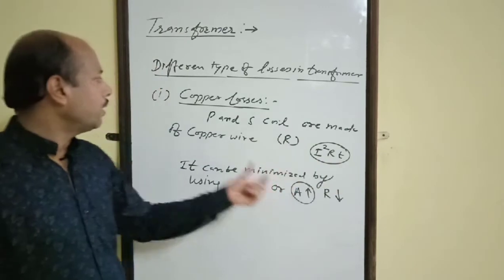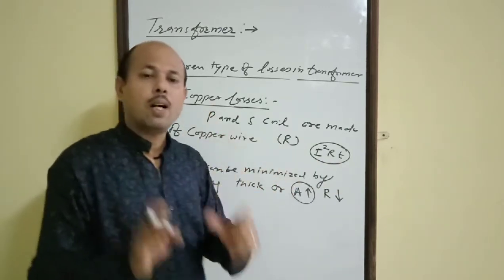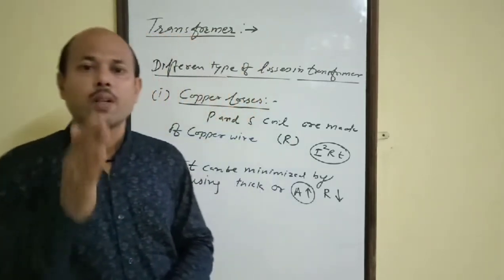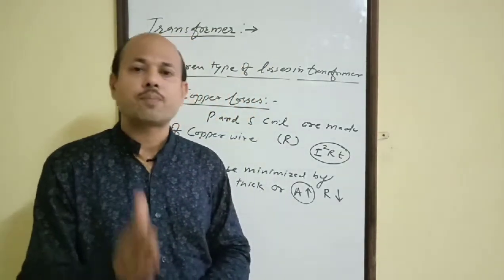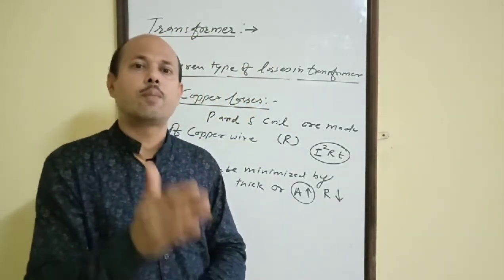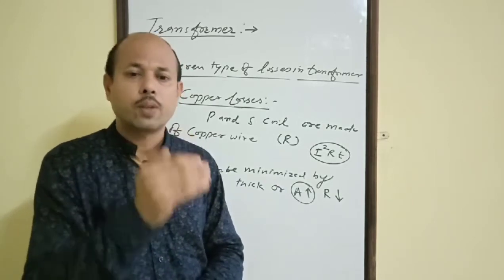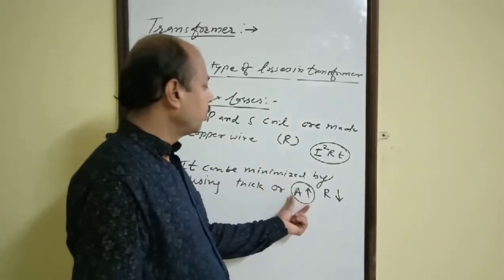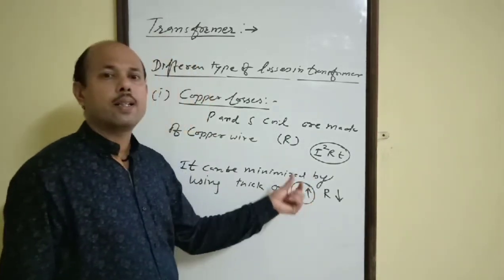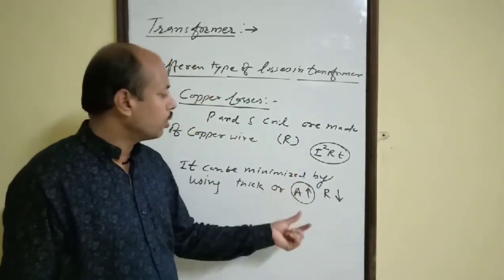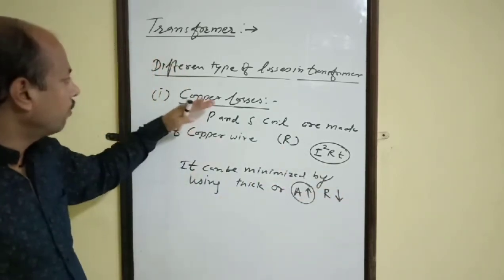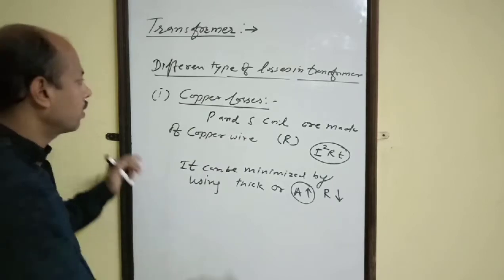Clear? So that is the copper losses and how it can be minimized. Copper losses are due to the finite resistance of copper. Due to that, there is some loss of energy in the form of heat, and to minimize this copper losses, we have to use thick copper wire instead of thin copper wire, because as we increase the area, resistance will decrease. So this is the first type of losses, copper losses.